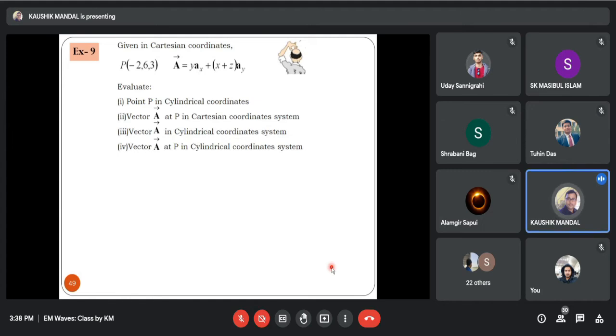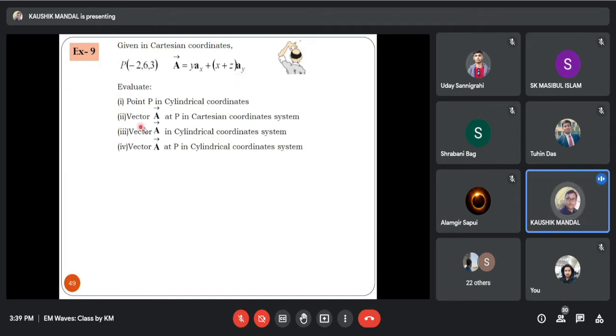Next, we will consider another example. A particular point is given in a Cartesian coordinate system. P is given, that is (-2, 6, 3). That means x equal to -2, y equal to 6, and z equal to 3. And the corresponding vector is given. The vector is y ax plus x plus z ay. That means this vector corresponding to this point is given in Cartesian coordinate system.